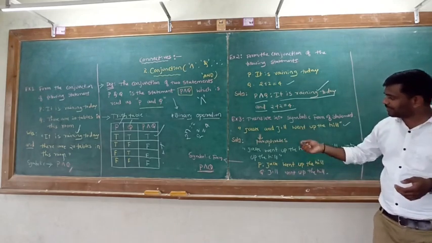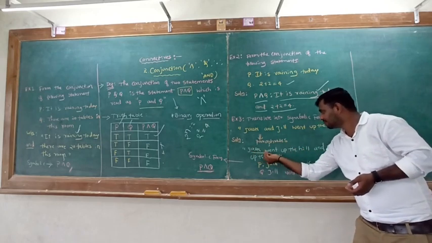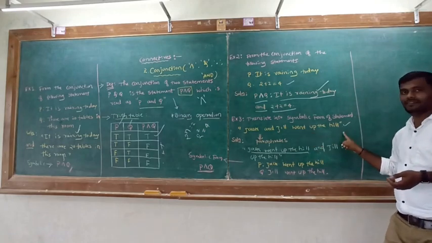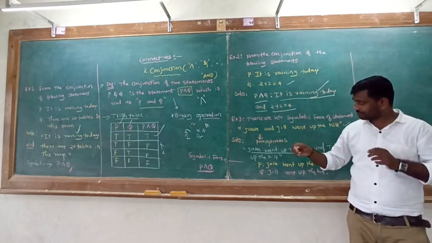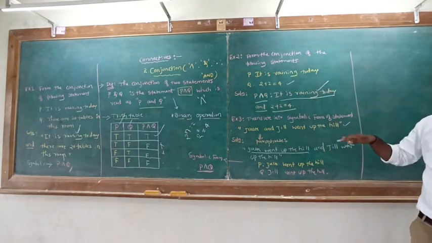Okay, so see how to paraphrase. Jack went up the hill. Jack went up the hill and Jill went up the hill. Jack and Jill went up the hill. They are combining both. Here we have to paraphrase. We have to separate these sentences, both the sentences.